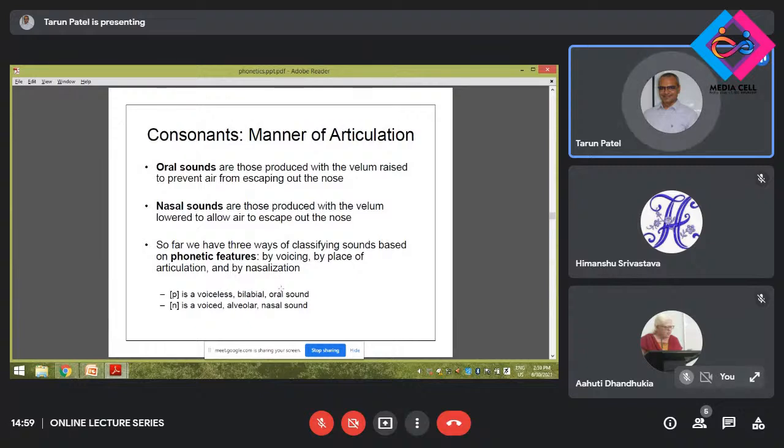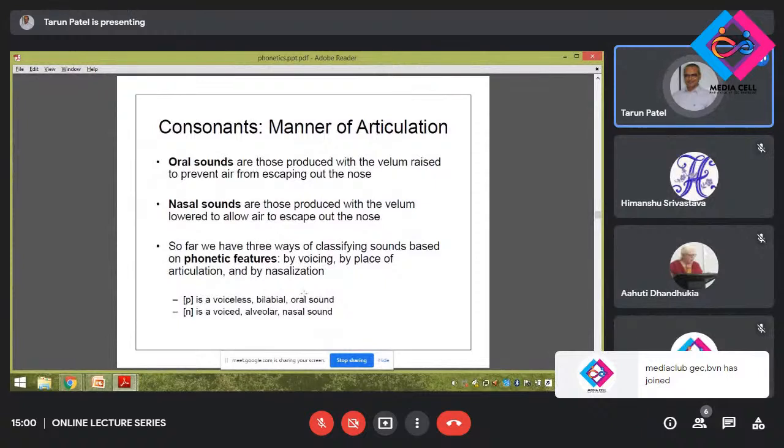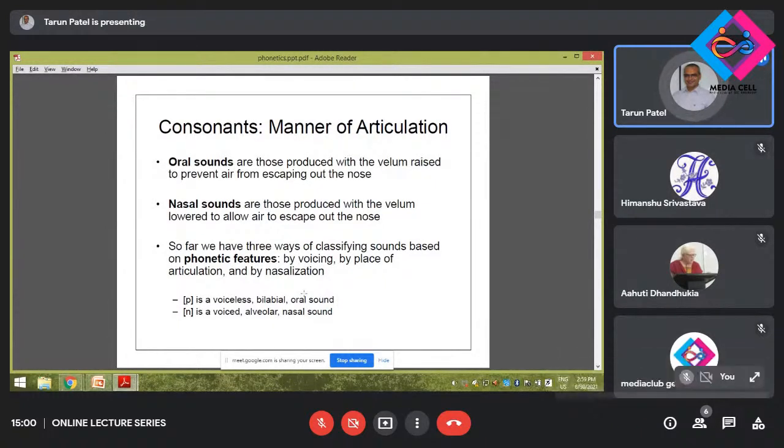Now, oral sounds are the ones that are produced with the velum raised to prevent air from escaping out of the nose. And the nasal sounds are those produced with the velum lowered to allow air to escape from the nose. So far, we have three ways of classifying sounds based on phonetic features: by voicing, by place of articulation, and by nasalization. So, for example, p is a voiceless bilabial oral sound, and no, like when you try to say no, you realize that there is some pressure inside the nasal part of your mouth, right?